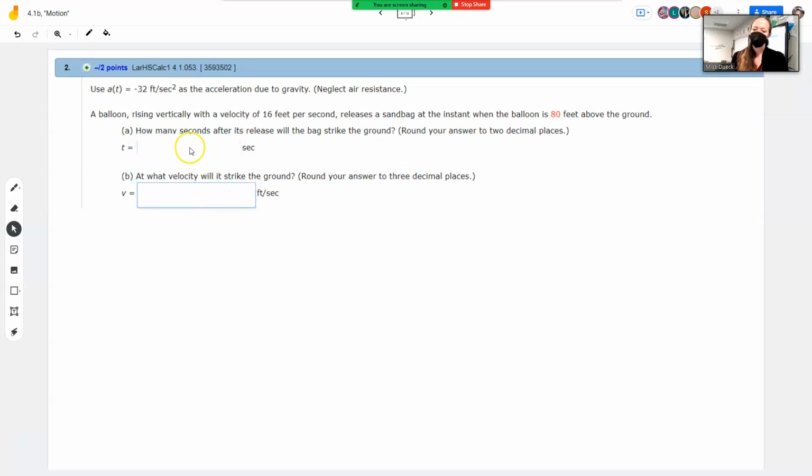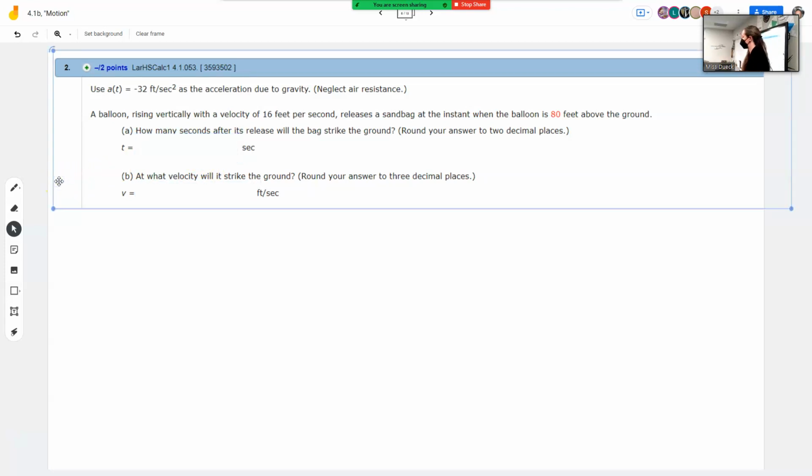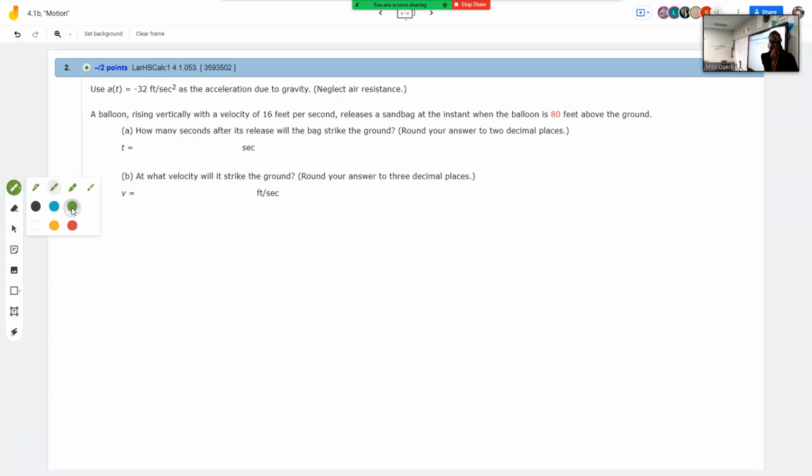Set the scene. Acceleration is equal to, oh, cool, use the feet one. Here's my acceleration, and that's just from gravity. Neglecting air resistance. A balloon rising vertically with a velocity of, let's underline our important stuff. What do we know? With a velocity of 16 feet per second. Ooh, this is like a hot air balloon. The hot air balloon is releasing a sandbag at the instant when the balloon is 80 feet above ground.